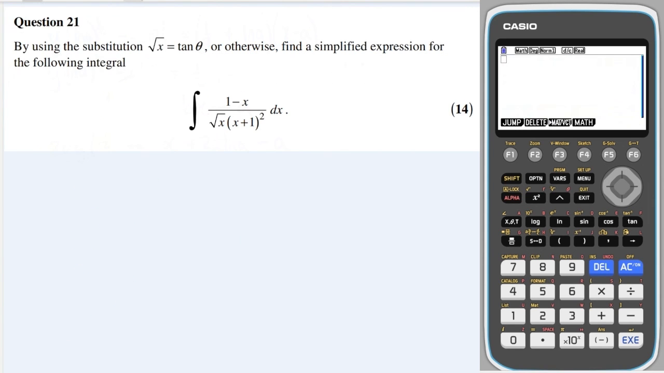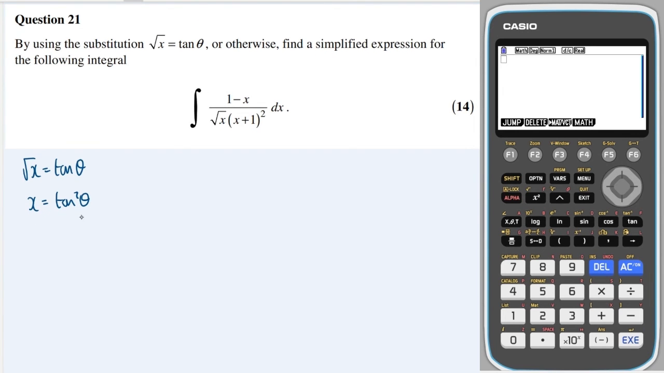Okay, here we go. It's a substitution, and we are given the substitution, which is very useful. We are told that root x is equal to tan theta. So the first thing I would do whenever I've got a square root in my substitution, I would always square both sides. Much easier dealing with squares than it is square roots.